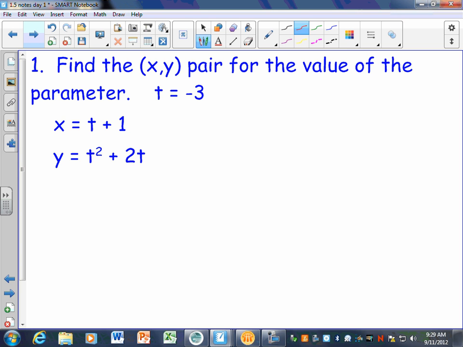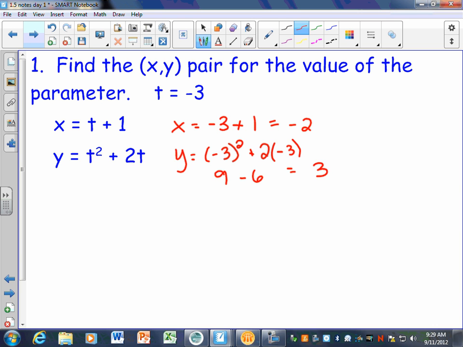When t is -3, I can plug that in here, and I get x equals -3 plus 1, which I hope we all agree is -2. And same thing for this one. We have to plug in for the y also. So I'm going to get y equals -3 squared plus 2 times -3, which would be 9 minus 6, which would be 3.